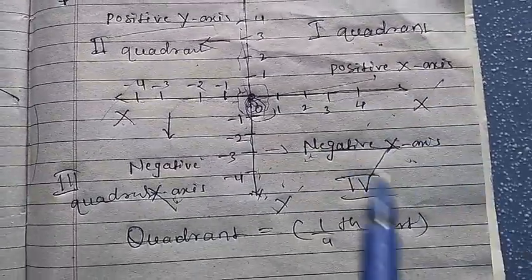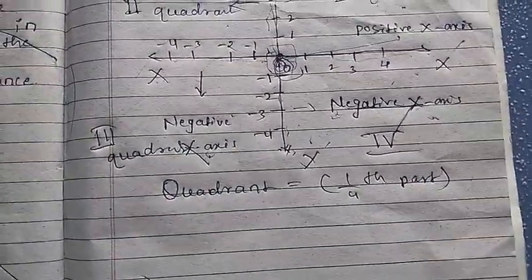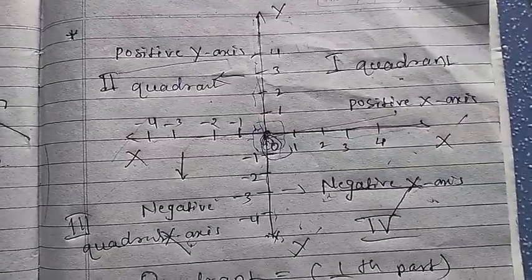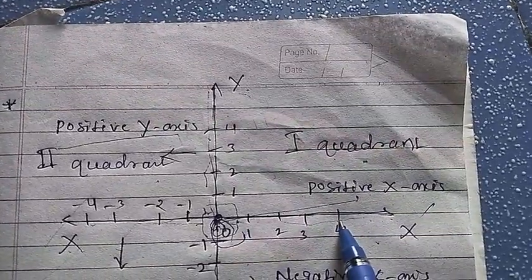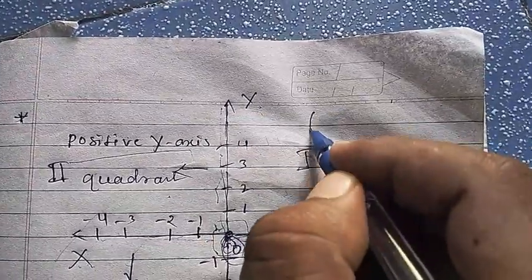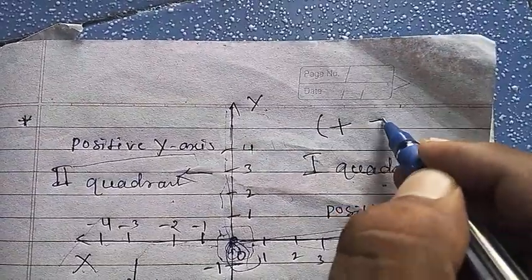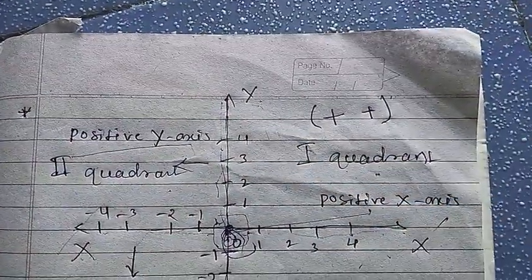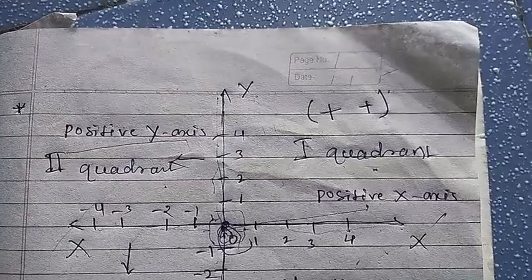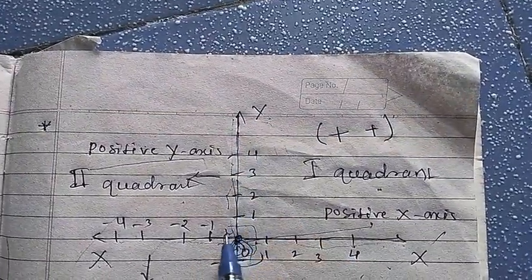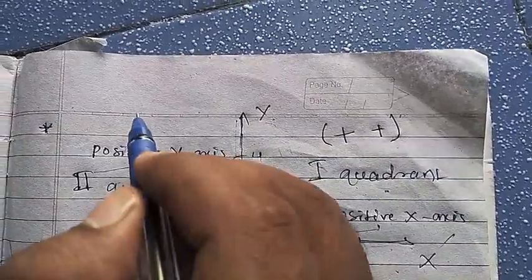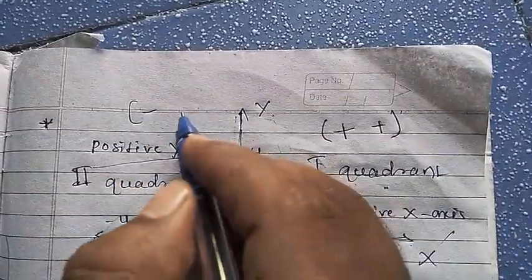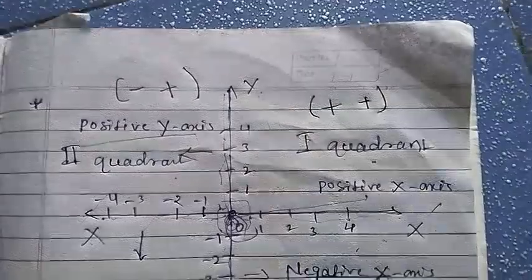Now one more very important point you have to remember. What are the signs of the coordinates in the first quadrant? Now see the first quadrant signs. The x-axis is positive and the y-axis is also positive. This is a very important point. Both are positive signs in the first quadrant. Then what about the second quadrant? See here, X is how much here? Minus. Y is plus. Minus, plus.